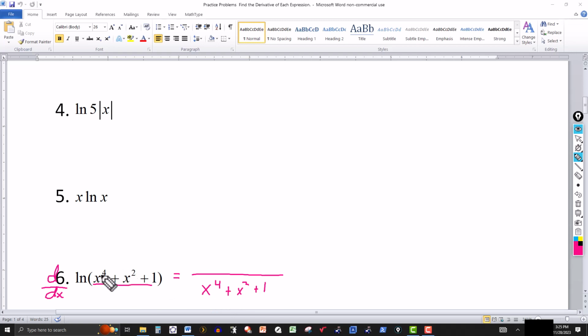So derivative of x to the fourth, 4x to the third. And for the x squared, derivative is 2x. And the derivative of constant 1 is 0. So we get 4x to the third plus 2x over x to the fourth plus x squared plus 1. That's the solution for number 6.